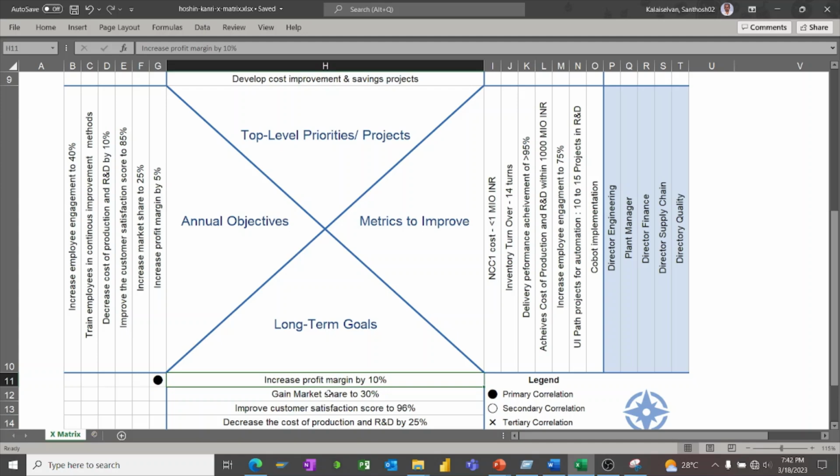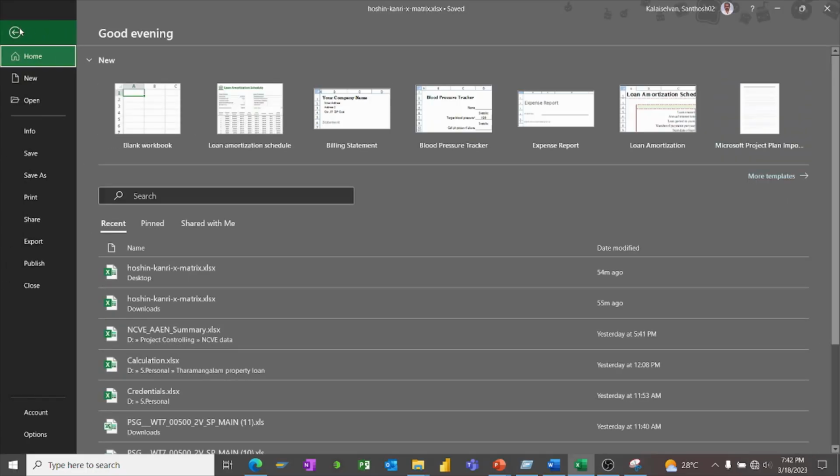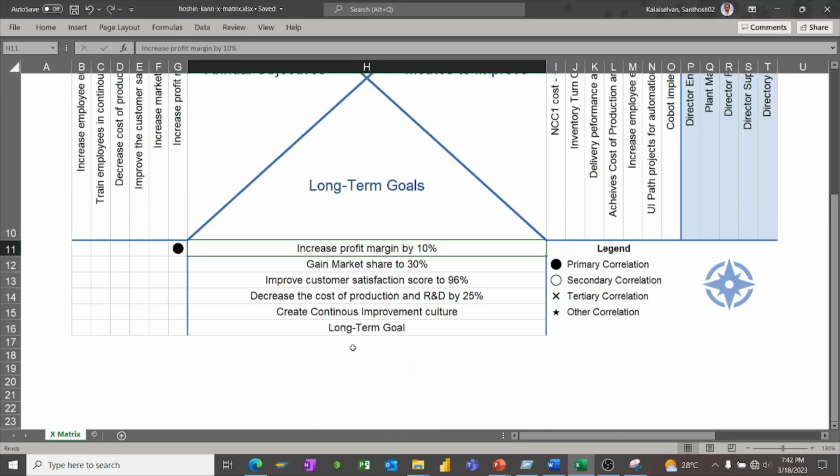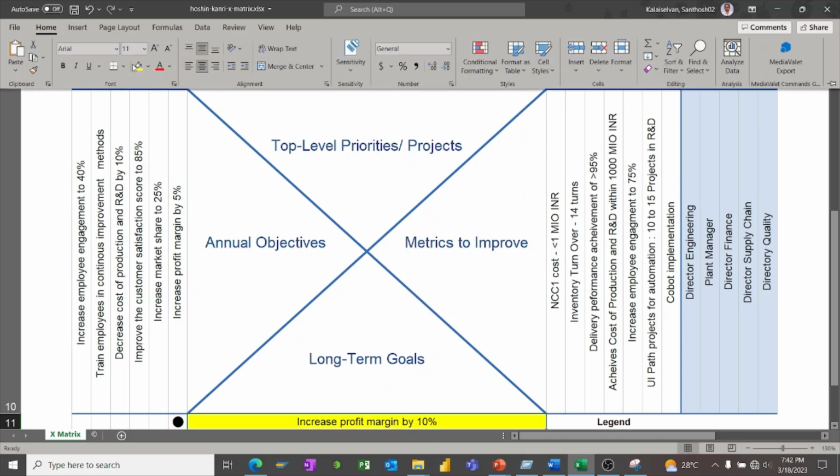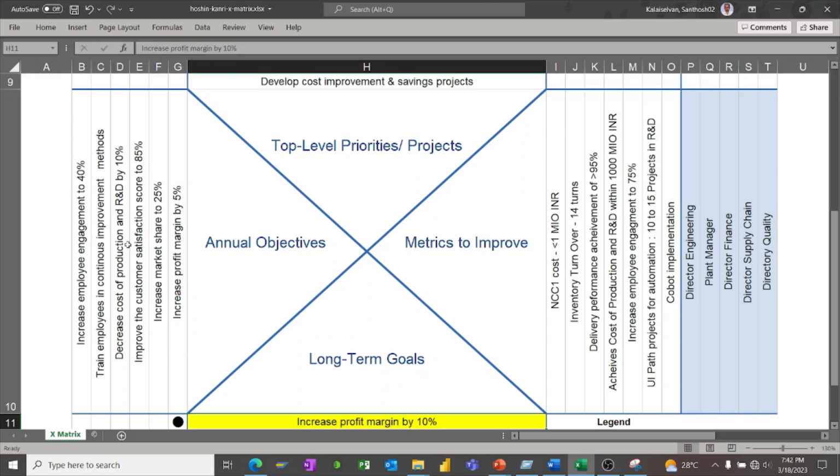So now I will take one example. Okay, so now I will explain this with one example of a long term goal: increase the profit margin by 10%. Okay, I will highlight this. Now, these are the filled documents. I will explain how to fill them later.